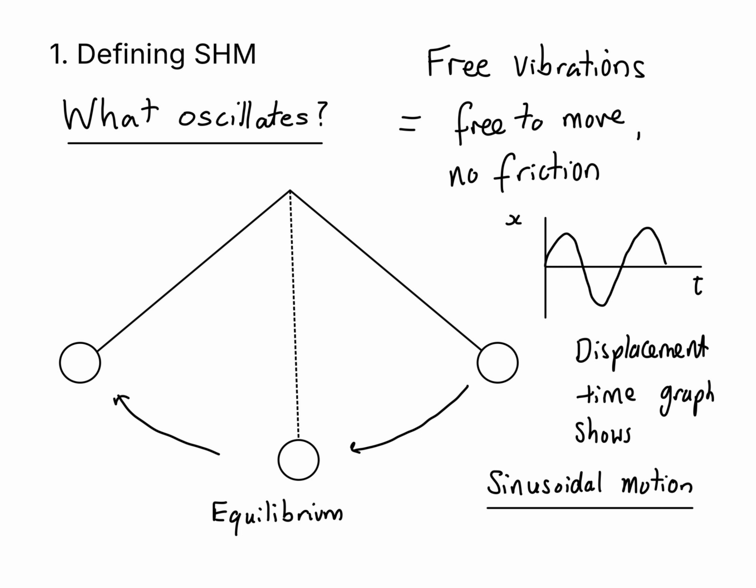Sketch its displacement against time and you get a sinusoid, a smooth wave. And notice frequency and period are the same idea as always, linked by f equals 1 over T.